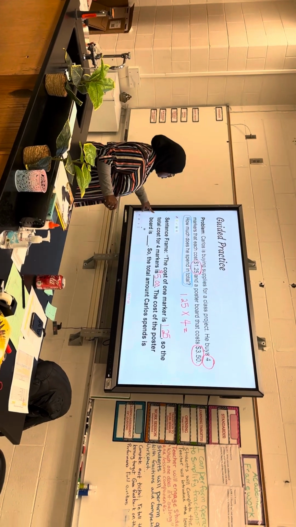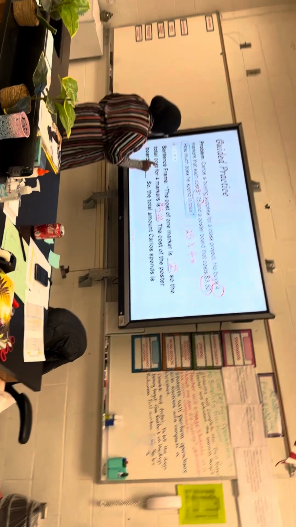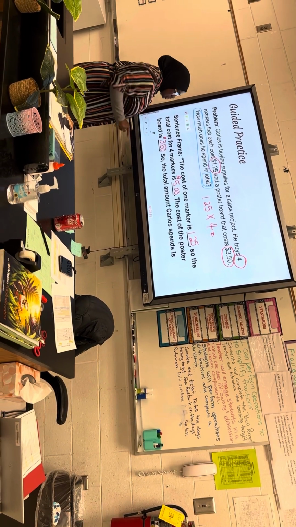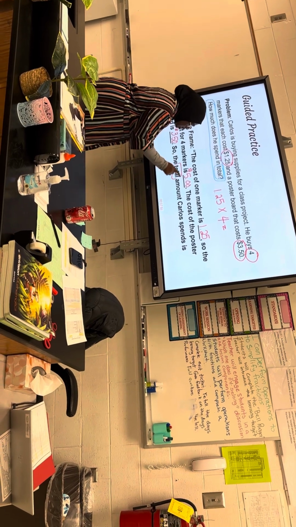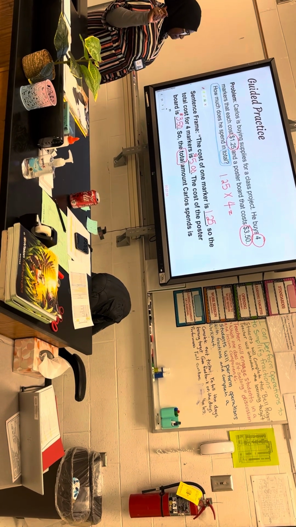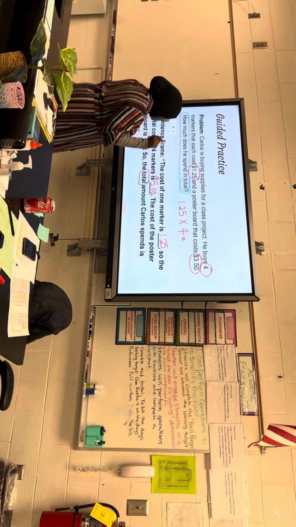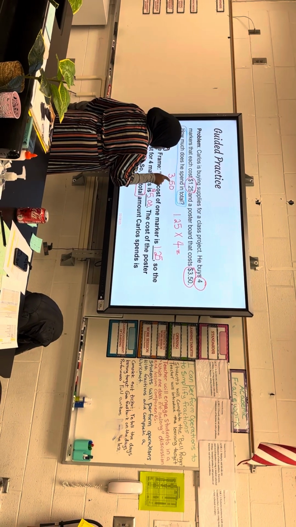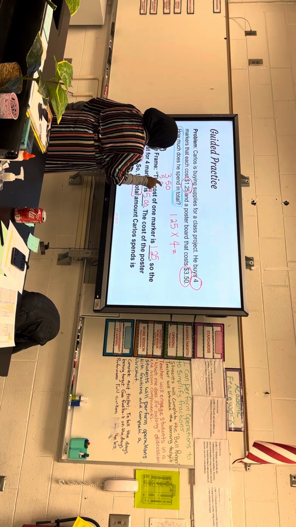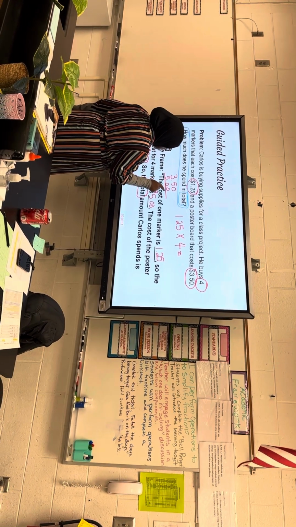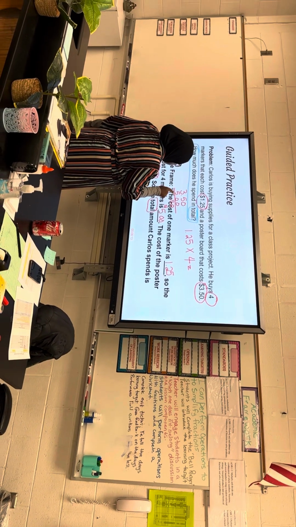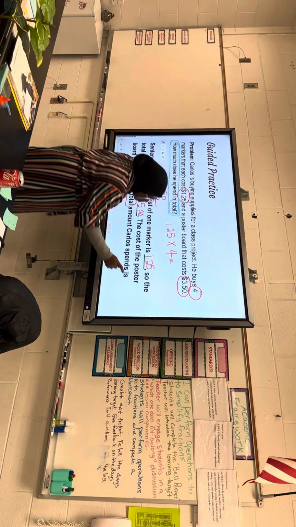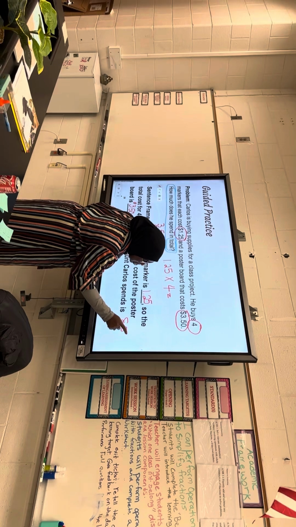The cost of the poster board is $3.50. So the total is... I'm hearing different answers. So let's see. $3.50 plus $5 is $8.50. Who got something different?